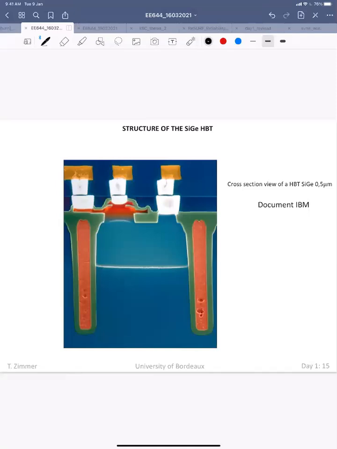So here, this is the cross section, right? This is just a fabricated device. They have taken the cross section, and you could see this is your collector, this is your emitter, and this is your base. But you see, this is your buried collector part, right?